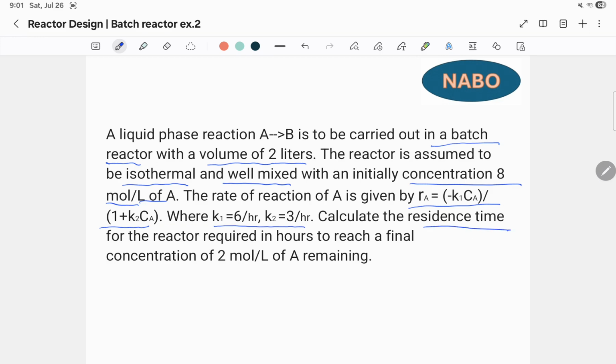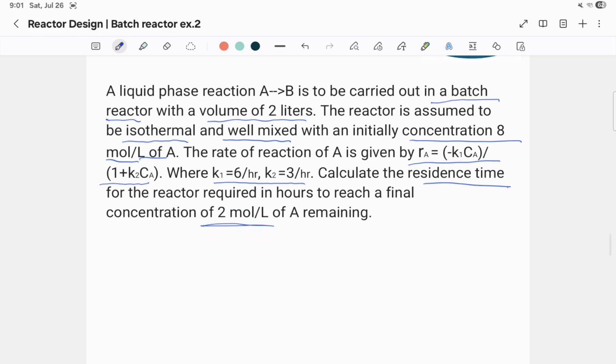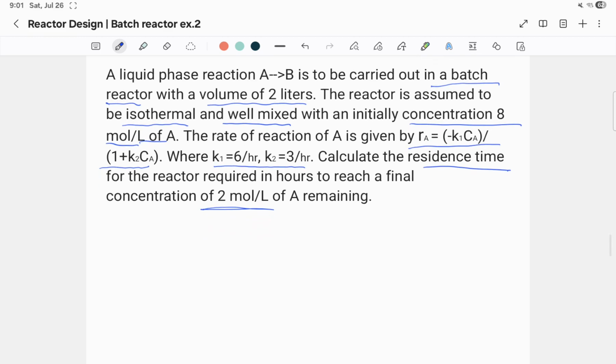Calculate the residence time for the reactor required, in hours, to reach a final concentration of 2 moles per liter. So the question is asking you, what is the time required to reach a final concentration of 2 moles per liter? Unlike the first example we've done on a batch reactor, which was asking us what is the final concentration after a certain amount of time. So let's go ahead and write our givens.